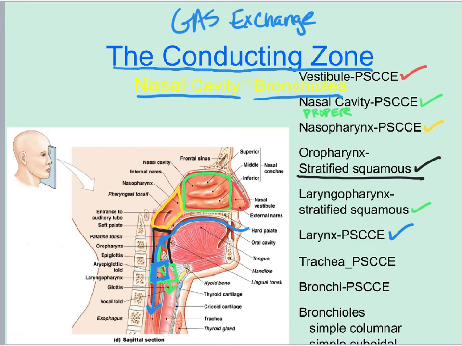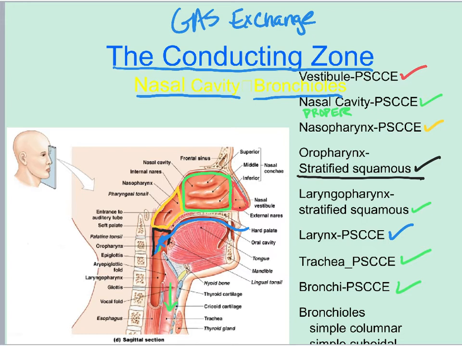Let me start erasing some of these colors here for you. The trachea, which will be the next most distal or most inferior section of the respiratory system, is going to be lined in pseudostratified also. And you can't see it on here, but as we continue distally, not only the trachea, but the bronchi are also lined in pseudostratified ciliated columnar epithelial tissue.